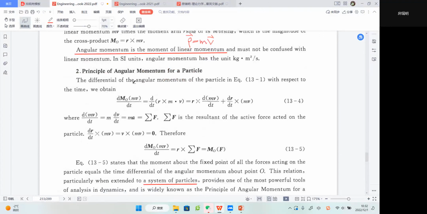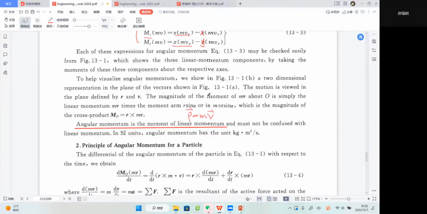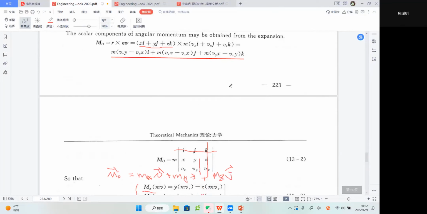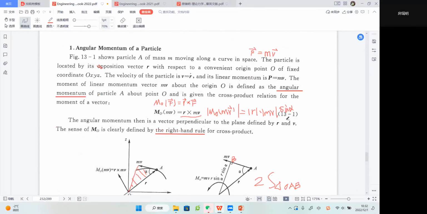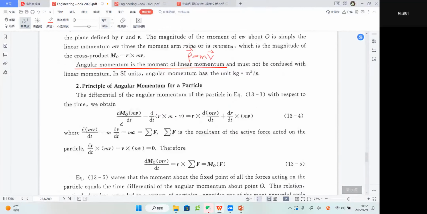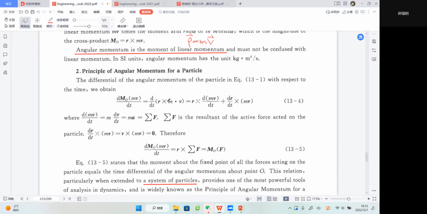Let's see the differential of the angular momentum of the particle in equation 13-1. We do the derivative because we have r cross mv. So d(r cross mv)/dt, by the mathematical rule, is first we keep r unchanged, r cross d(mv)/dt, and then we keep mv unchanged and take dr/dt, dr/dt cross mv. So it changes into two parts.